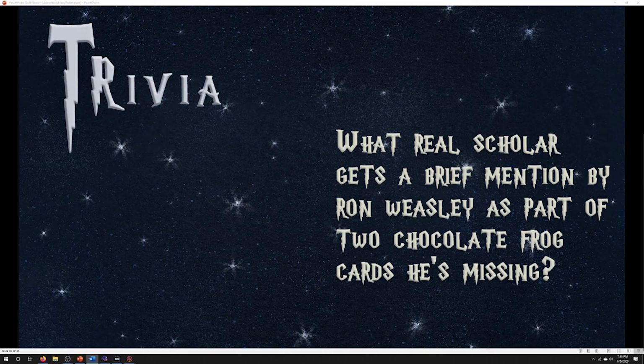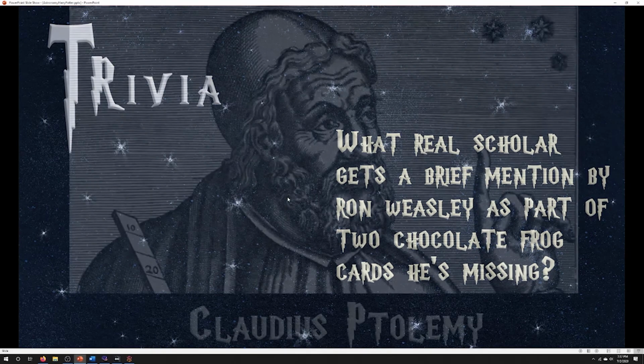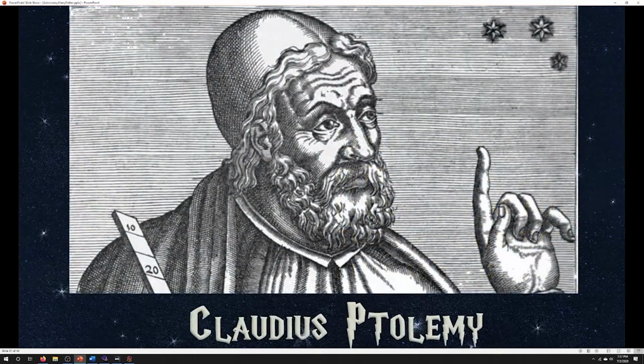He actually mentioned 2 cards he was missing. Harry said he had gotten a Dumbledore card. Ron said he had about 6 of those cards, but the one card he was missing was Ptolemy. Ptolemy gets a brief mention in the series.